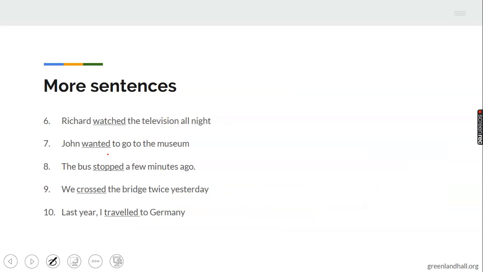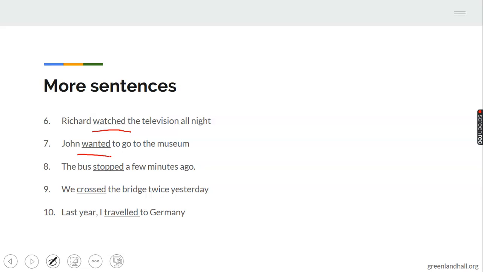Now, I have more sentences here. I hope you can see it. Richard watched the television all night. I've underlined the verb. We have watched, and that is what? Regular or irregular? Very good. That's a regular verb. Then John wanted to go to the museum. We have wanted. Now, wanted, is it regular or irregular? Anybody saying the answer? Good.